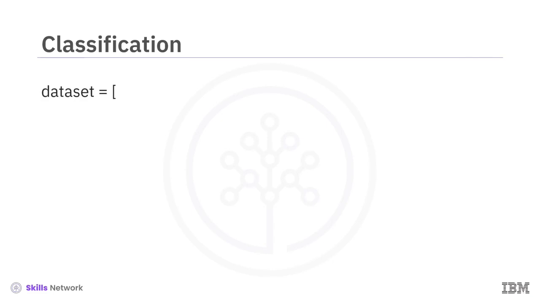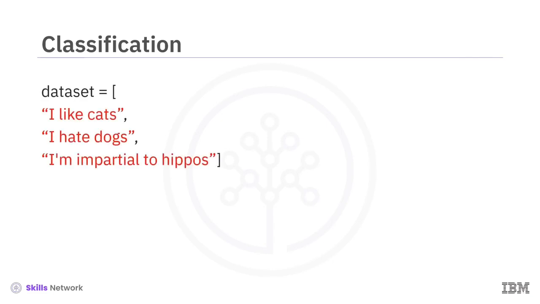Consider the following sample sentences. I like cats. I hate dogs. I'm impartial to hippos. Sets of sentences, documents, or sequences are often termed a corpus or data set. Let's use a neural network to identify the subject: cat, dog, or hippo. The input needs to be translated into numbers the neural network can understand.